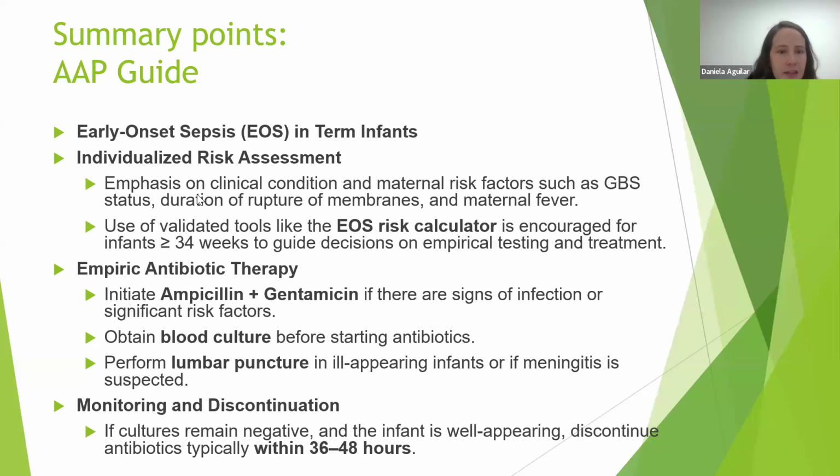For early onset sepsis in term infants, there is an individualized risk assessment with emphasis on clinical condition and maternal risk factors, such as GBS status, duration of rupture of membranes, and maternal fever. Use of validated tools like the early onset sepsis risk calculator is encouraged for infants above 34 weeks of gestational age to guide decisions of empirical testing and treatment.